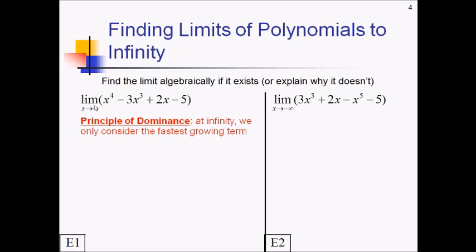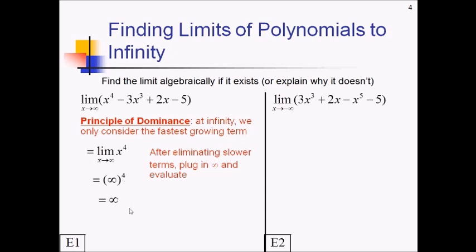So we can rewrite this whole thing then as just limit as x approaches infinity of x to the fourth. And at this point, after you have eliminated the slower growing terms, you just plug infinity in and evaluate. One infinity, we can deal with that. So this is just infinity to the fourth. A bunch of infinities multiplied together just gives you infinity. Alright, pause the video and see if you can take this one on.